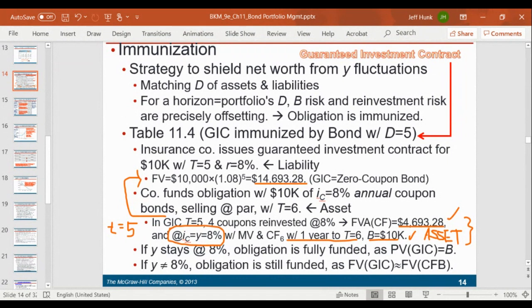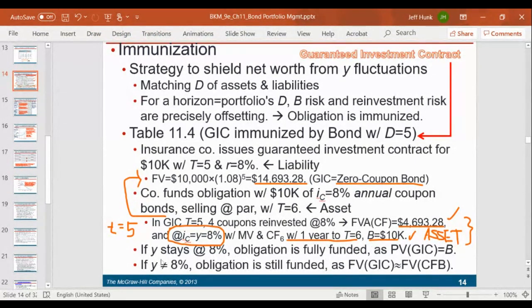Make sense? And remember, the duration and the maturity of the zero coupon bond are one and the same. There's no difference between maturity and duration in a zero coupon bond. Well, that's an interesting thing, isn't it? So if you think, how can it be zero coupon? It's not like $1,000 par value. Don't worry about that. In this case, this 14,693 is the par value.